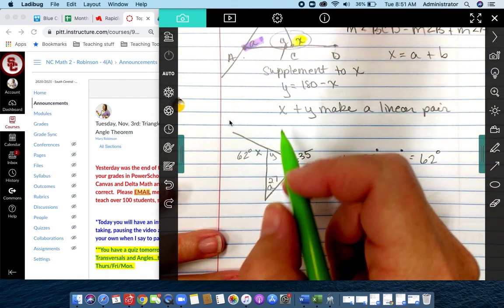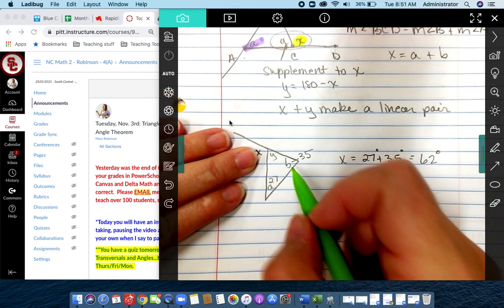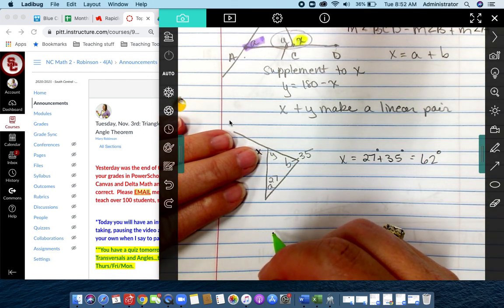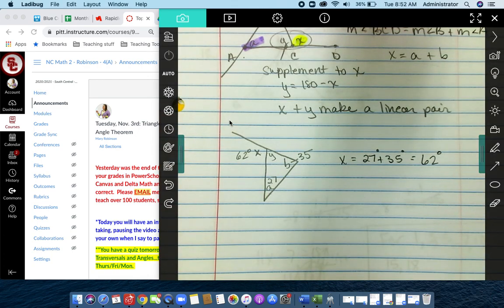Another strategy would be, well, we also know that all the angles in a triangle add up to what? 180 degrees. So I could just take my calculator, and I know a lot of y'all were taught to add the two given angles and then subtract. I tend to just subtract only.